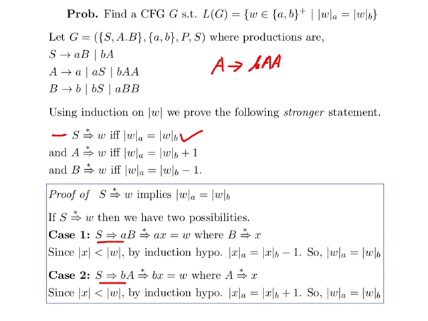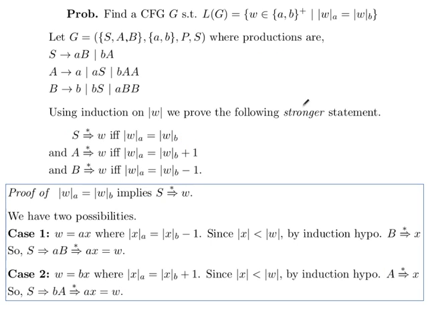So no, this is not done. We have only proved this one direction, right? This to this. So we have to prove the other direction. So the other direction is: if the number of A's and B's are equal, then this implies this thing. So again, it's the same thing, just argued in the opposite direction. So this W should either start with A or it should start with B.